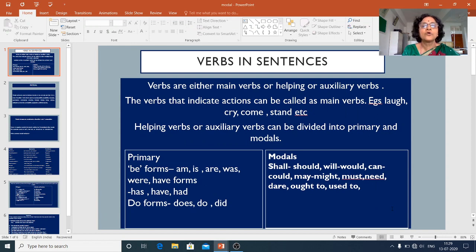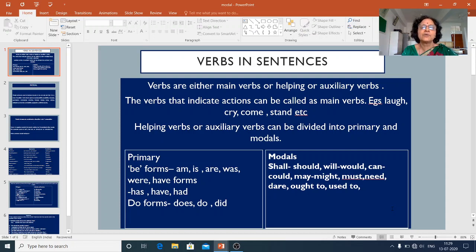Today we'll be doing modal verbs. This is also part of your lesson. Before that, let me just touch on the verbs. We know that every sentence has a verb. Whatever action is taking place in the sentence, that is the verb. He is jumping. She is running. So jumping, running, these are all action verbs. They're all verbs. So, verbs in a sentence.